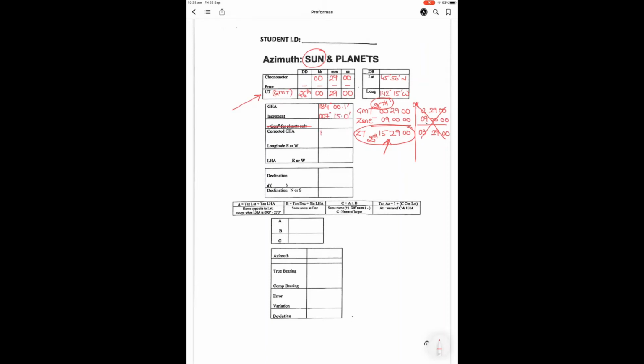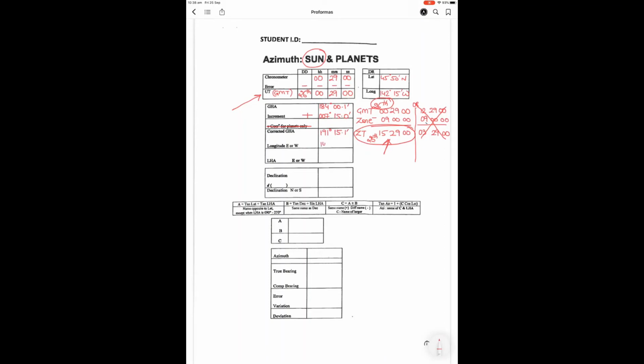So the corrected GHA becomes 191 degrees. So increment is always added. The word increment itself means that you should always add it. So 191 degrees, am I correct? And 15.1 minutes. This is the correct GHA.